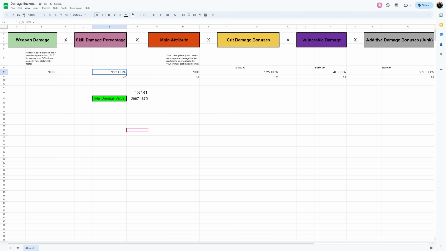Or let's use a different skill. Let's use that corpse explosion. Actually, rather than doing 125, it's doing 75% damage. Well, it changes the equation even further. So this gives you an idea of how these damage buckets work.